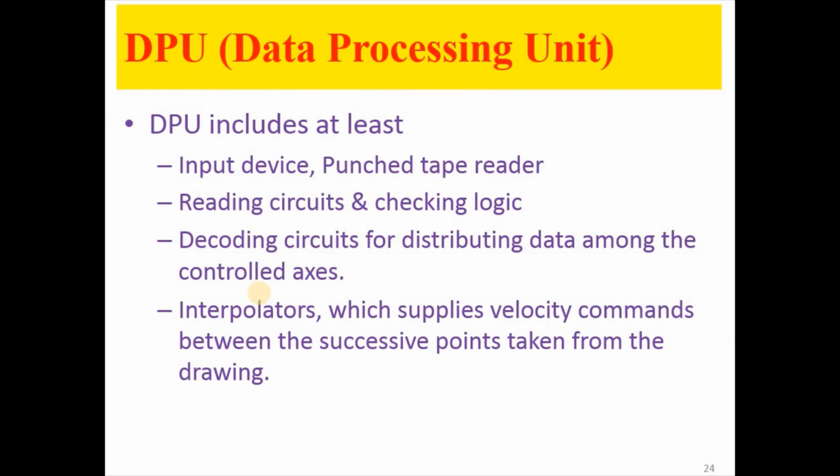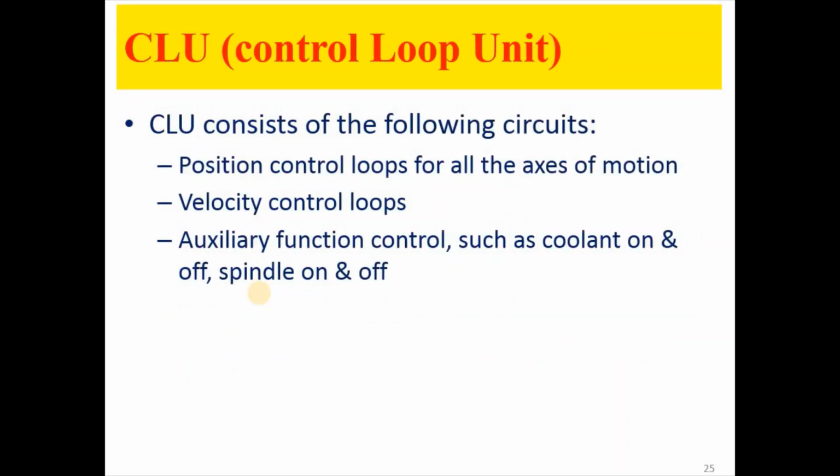So in the DPU, as we have already seen, it includes at least an input device, punch tape reader, reading circuit, checking logic for the reading information, decoding circuits, distributing data, and interpolators, which supply velocity commands between successive points taken from the drawing. In the CLU, there are position control loops for all the axes, velocity control loops, and auxiliary function control such as coolant on/off and spindle on/off. Like this, some functions we should have in the CLU and DPU. Okay, so this is the second unit.